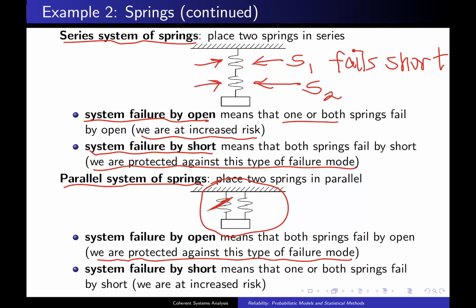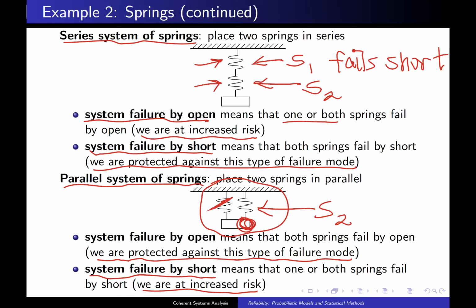However, with this system here, you also have system failure by short. If one of these springs, let's say this one on the right here, spring number 2 loses its springiness, then the weight can't really move at all with this configuration, and we are at increased risk because all we need is one failure.